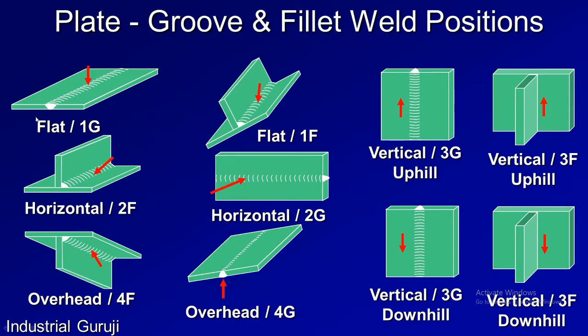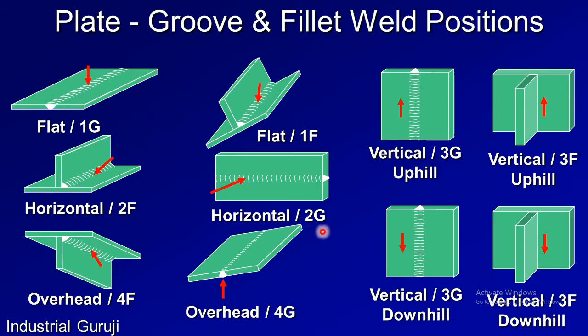Now here we come to plate groove and fillet weld positions. 1G and 1F positions are also known as flat weld positions. In 1G position, weld deposition axis is horizontal and electrode is perpendicular to it. Similarly for 1F position, you can see weld deposited in horizontal axis with its throat vertical. Remember friends, we get maximum weld deposition efficiency in 1G and 1F position only.